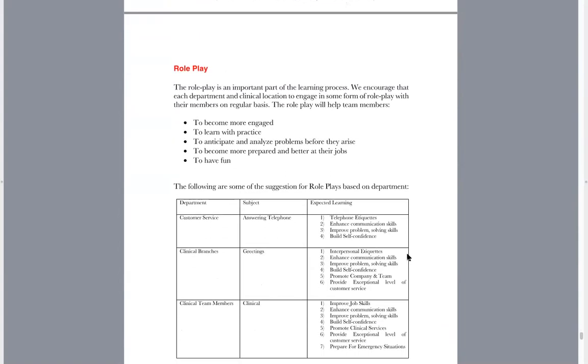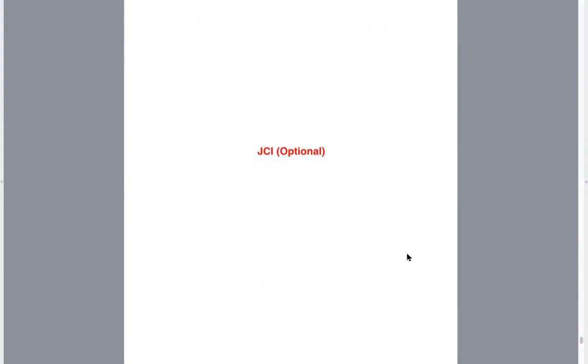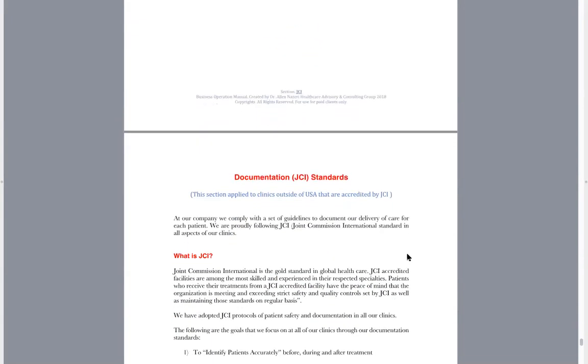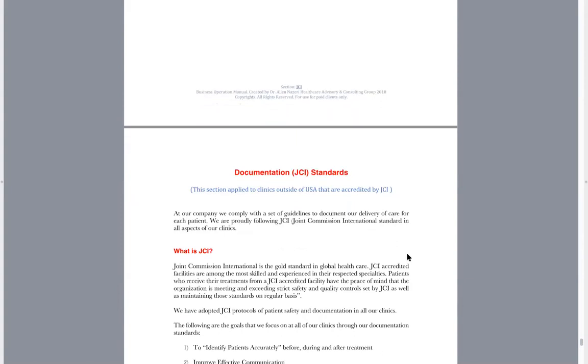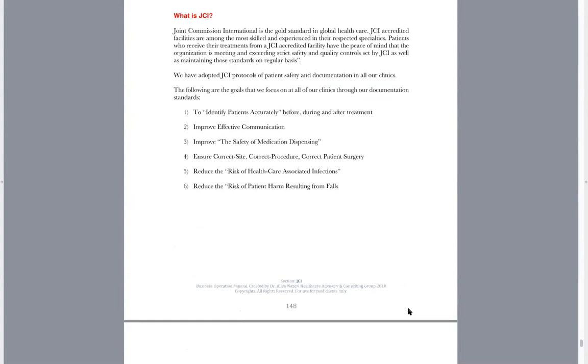Then we have a section on role play. What are some of the role plays that you can certainly do in the office? And these are kind of complementary to some of the trainings that we typically do for the offices. But this manual really supports it. If you want to be JCI certified, then you can certainly order your consent forms from us, which have to be written based on JCI standards. So we can certainly provide all of that for you as well.